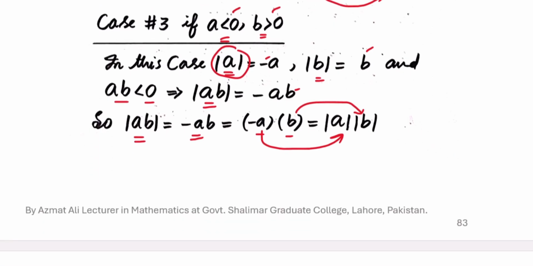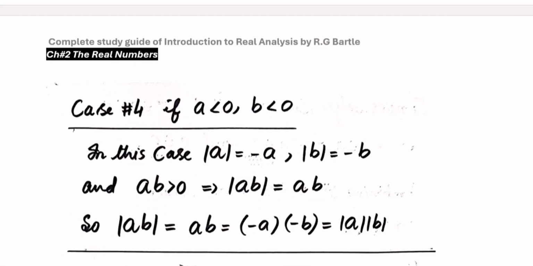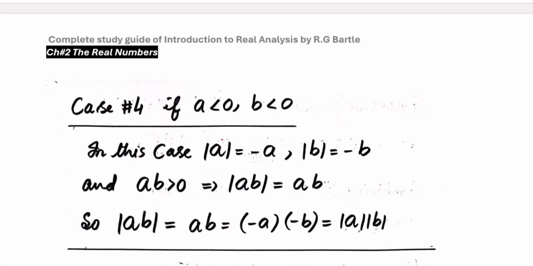Last case. If both are negative, then A absolute is equal to minus A and B absolute is equal to minus B.